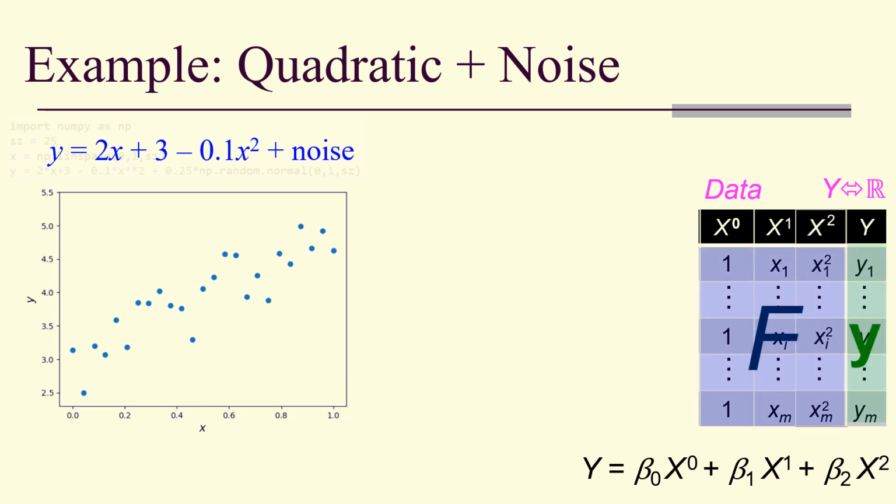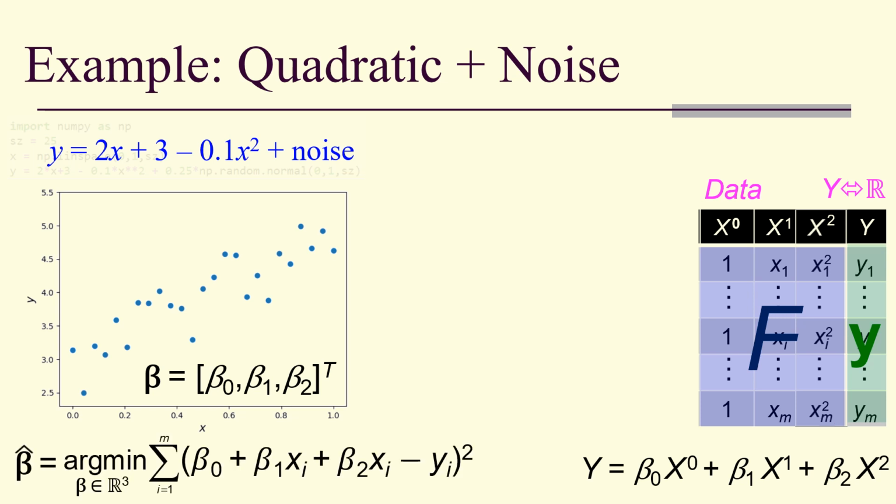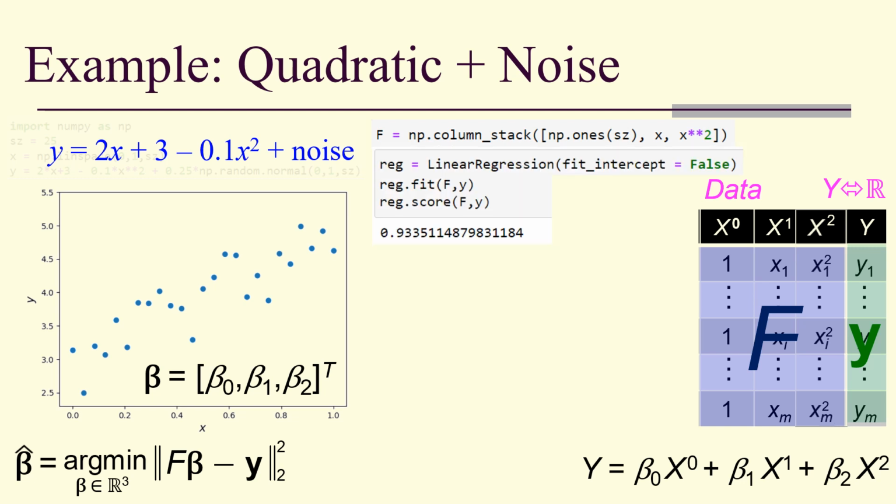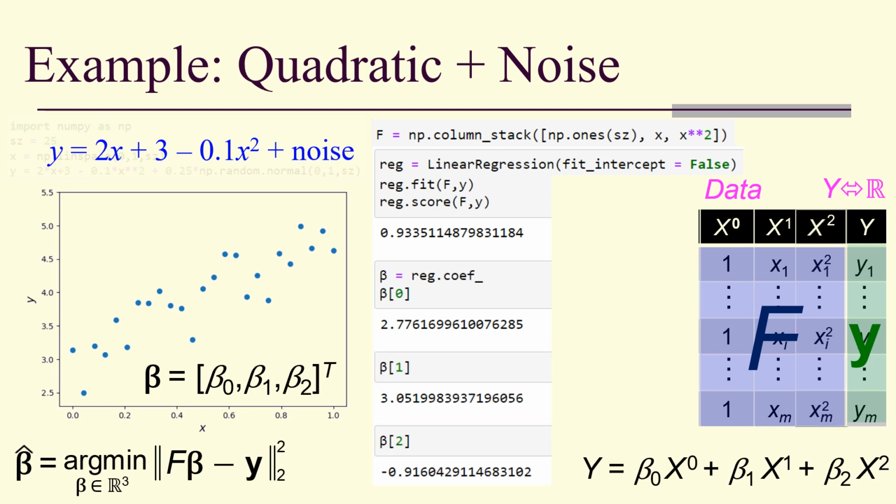Sometimes it's called the data matrix, or the design matrix in this case, because we're using polynomial features, and the y. And we have 3 betas, and we want to solve this problem, which is the same as multilinear regression. Here's the code, very much like what we did earlier. Coefficient of determination 0.93, and here are our coefficients, and there is our quadratic of best fit.